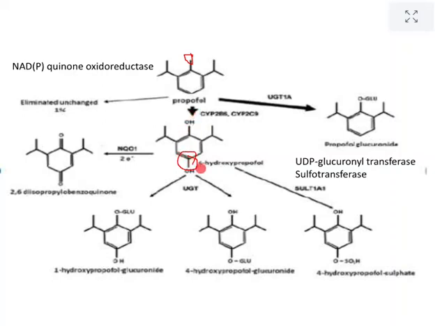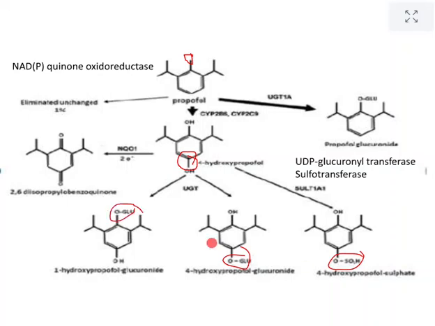And once you get the 4-hydroxy propofol, then it can readily undergo glucuronic conjugation, either at that hydroxyl group or at that hydroxyl group. So it can give us at that hydroxyl group, which will be 1-hydroxy propofol glucuronide, or it can undergo glucuronic conjugation at position number 4 to give us 4-hydroxy propofol glucuronide. So that can happen, or there can be sulfate conjugation to give us the 4-hydroxy propofol sulfate. So you can see this is the sulfate conjugation there. That is a glucuronic conjugation there. And also that's glucuronic conjugation there.